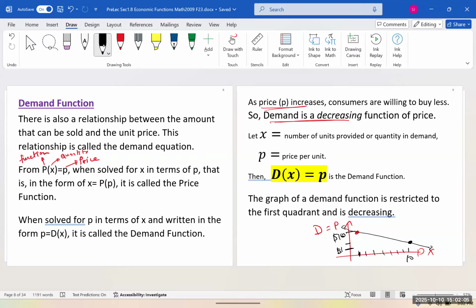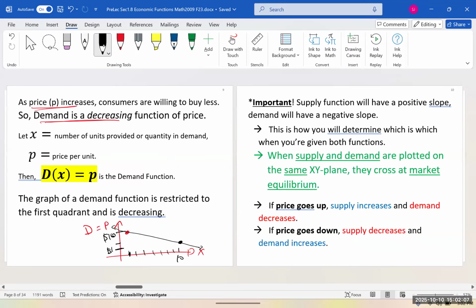So anywhere, if you see two functions, one going up and one going down, and they didn't mention which one is which, always remember, your supply will be the increasing function and your demand will be the decreasing function. That's the reality. Demand always goes down and supply always goes up.